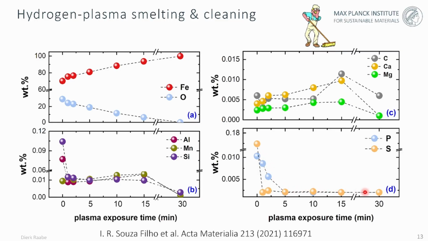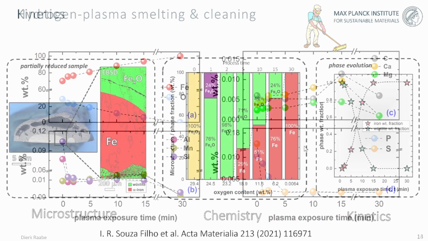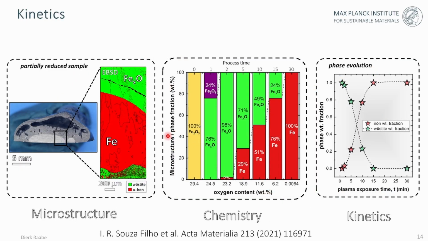That means you clean the metal very quickly from these contaminants. And the other ones, as you see here, calcium, magnesium, carbon, are very, very low in their content. And you can also quantify that as you go along during prolonged exposure to the plasma. As you can see here from an interrupted test, again, you see very nicely here the formation of the iron surrounded by the remaining wüstite.